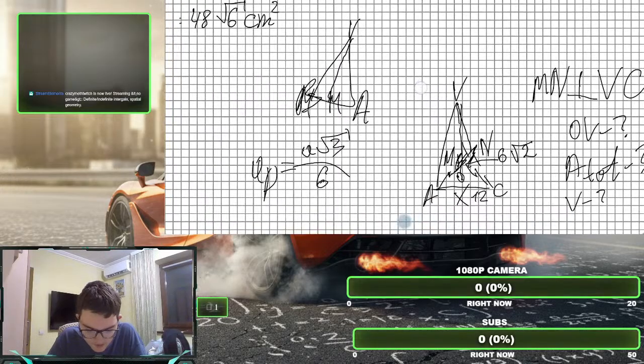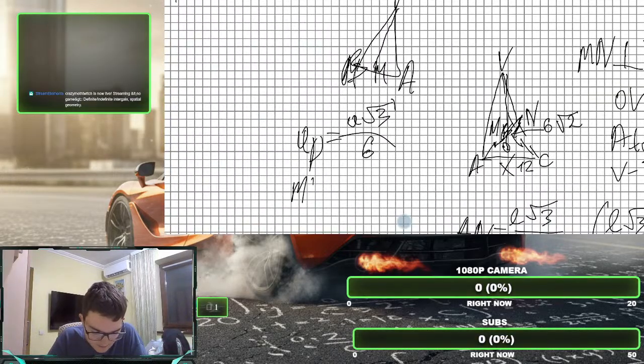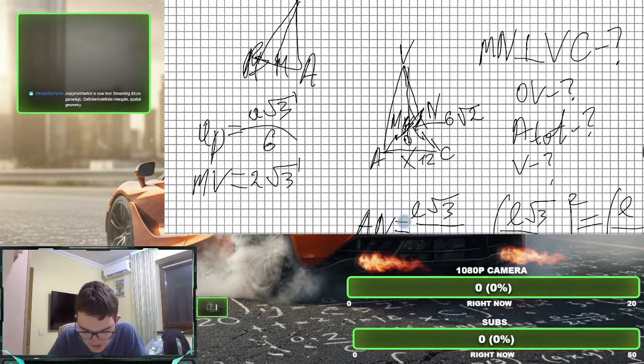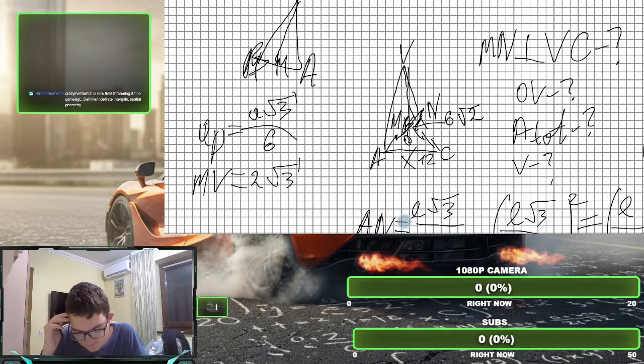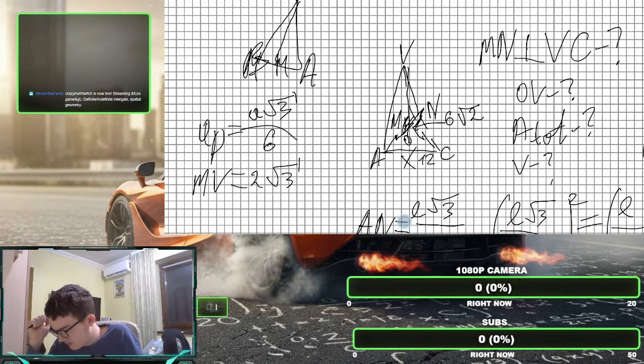Alright, so I'm trying to find MV now. Now MV will be, so A is 12. 12 square root of 3 divided by 6. Now, that's 2 square root of 3. Top G. Now, I know MV, which is the apotem, which means that now, somehow, I have to understand what the height is.